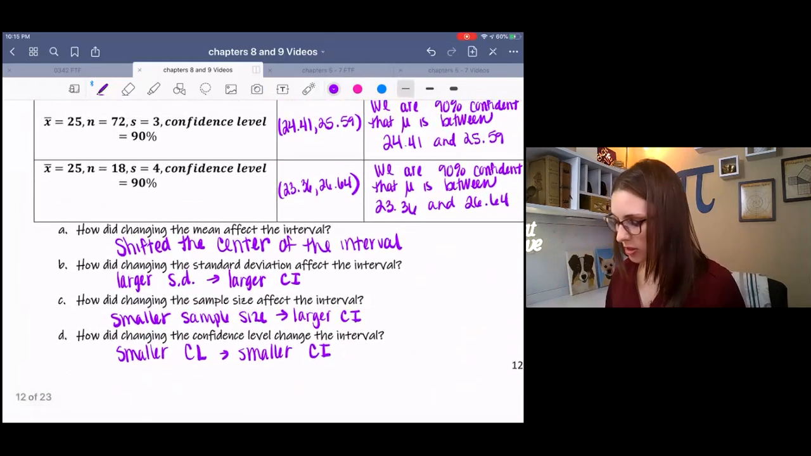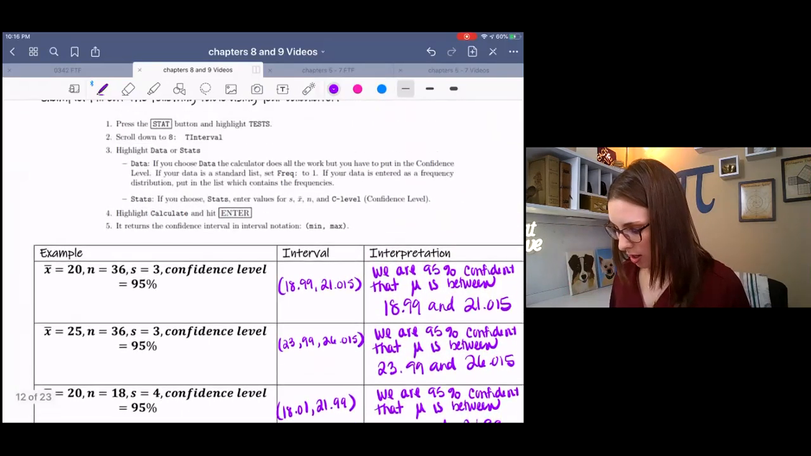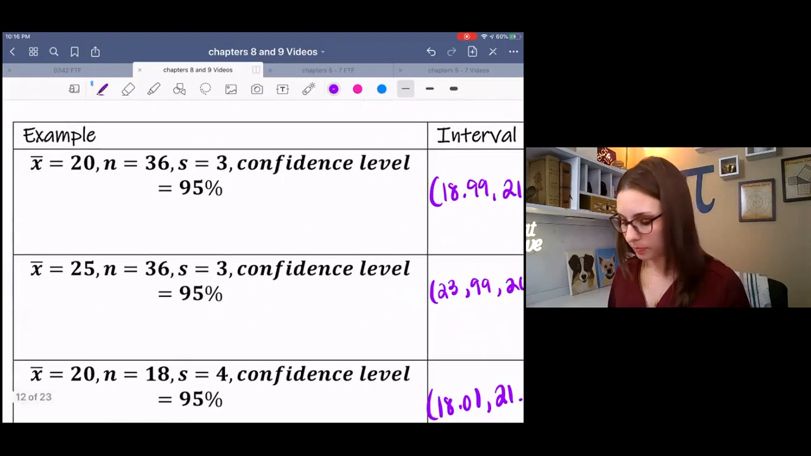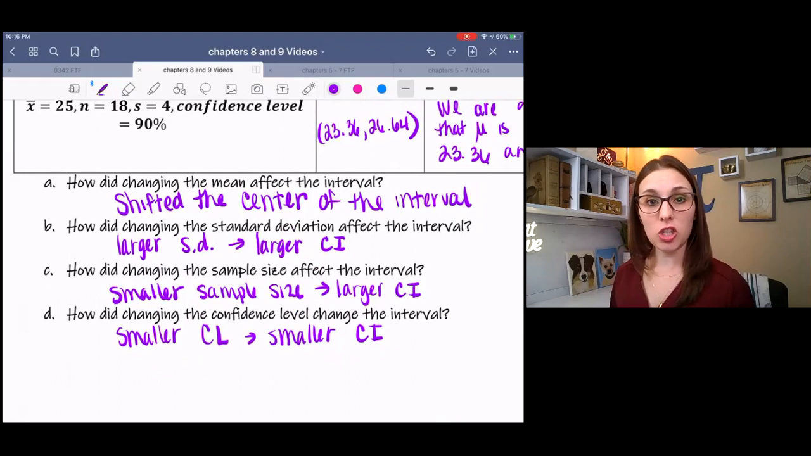And then how did changing the standard deviation affect the interval? I actually went in, I didn't have one where everything was exactly the same except for the standard deviation. So I just made one. I used the first box and changed the standard deviations to something larger. When I had a larger standard deviation, it made my confidence interval also larger. It spread it out.